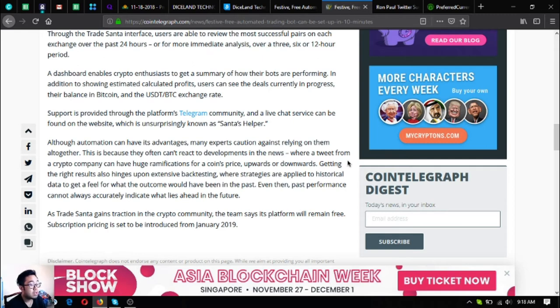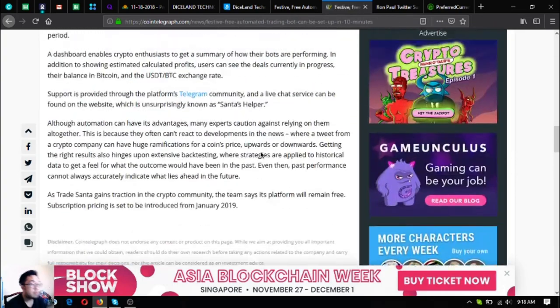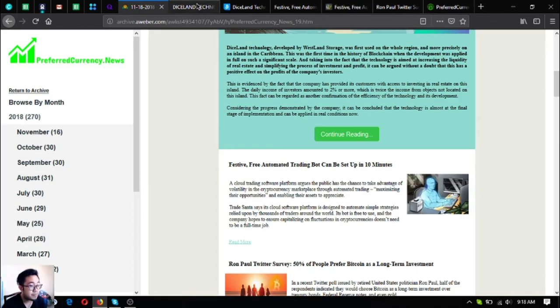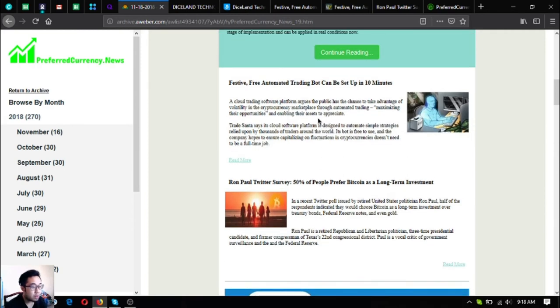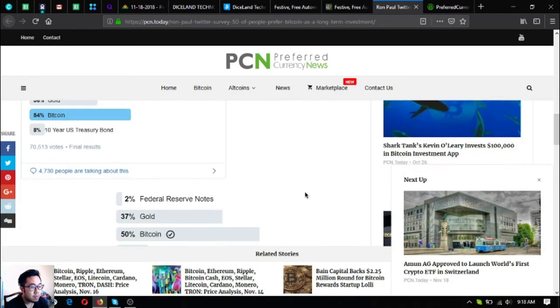Trade Santa gains traction in the crypto community. The team says its platform will remain free. Subscription pricing is set to be introduced from January 2019. Okay. So that is the second main story of the day. So the third one is this one.